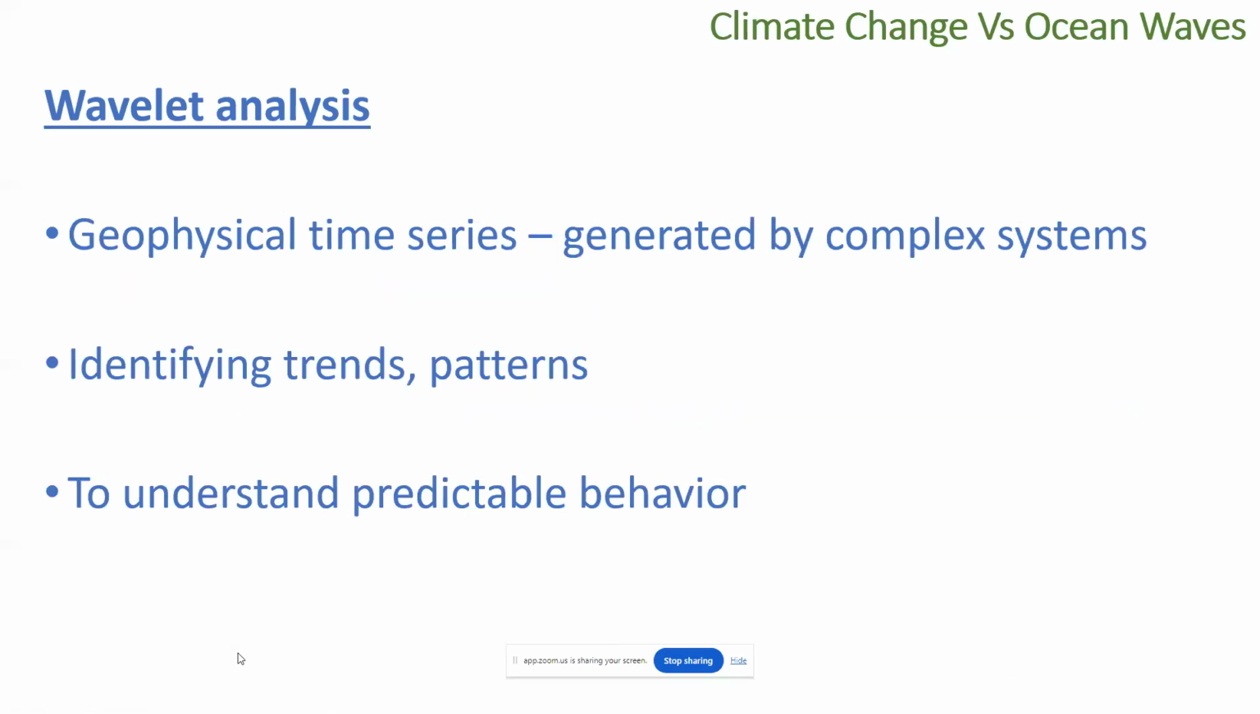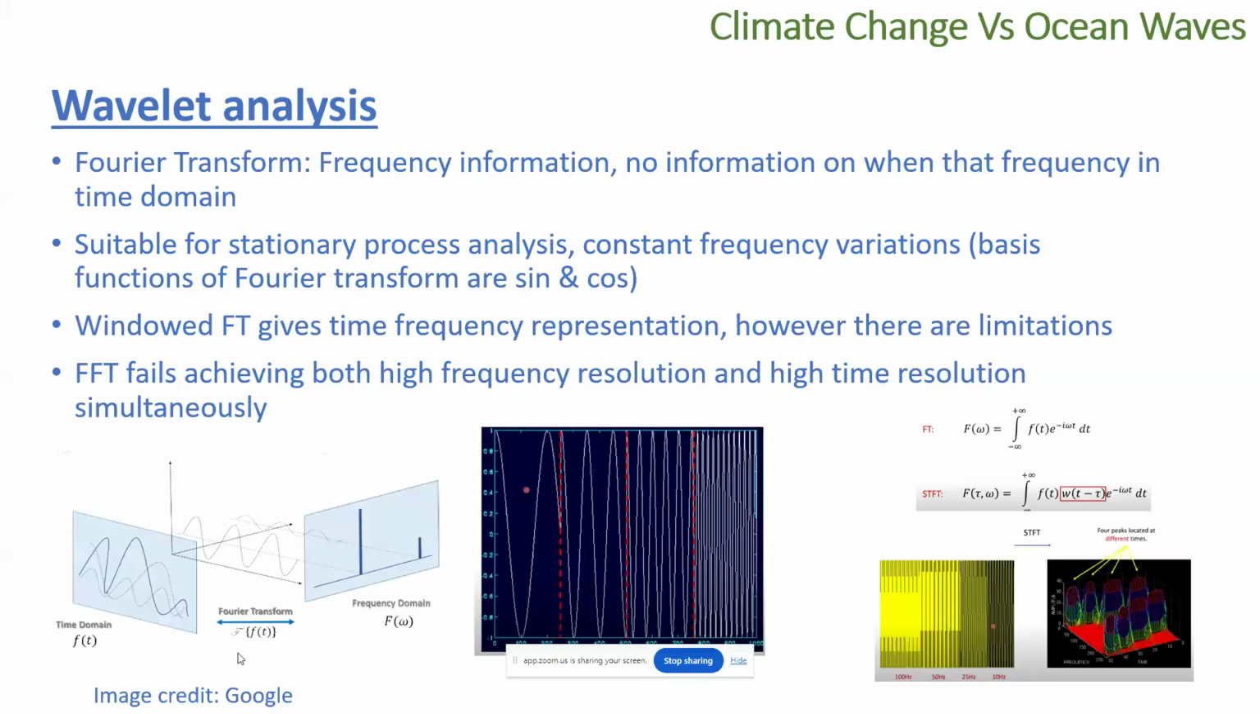So when we study this type of geophysical time series, the conventional methods of identifying trends or patterns may not work due to the fact that these time series are generated by very complex systems. So in this study, wavelet analysis is used to analyze these data sets. I will go through very briefly what wavelet analysis is, by comparing it to Fourier analysis. I guess most of you have heard what Fourier analysis is.